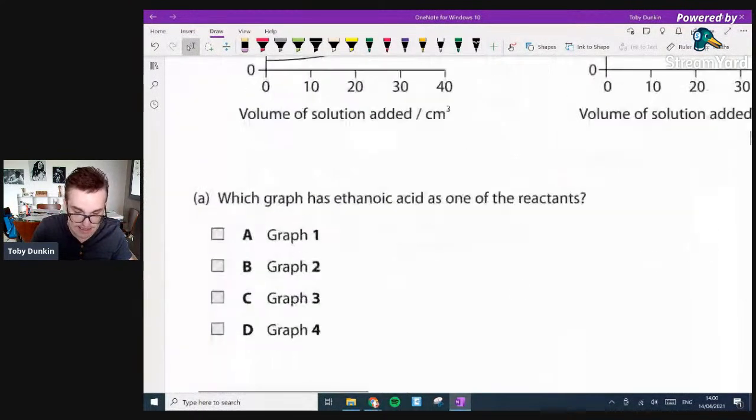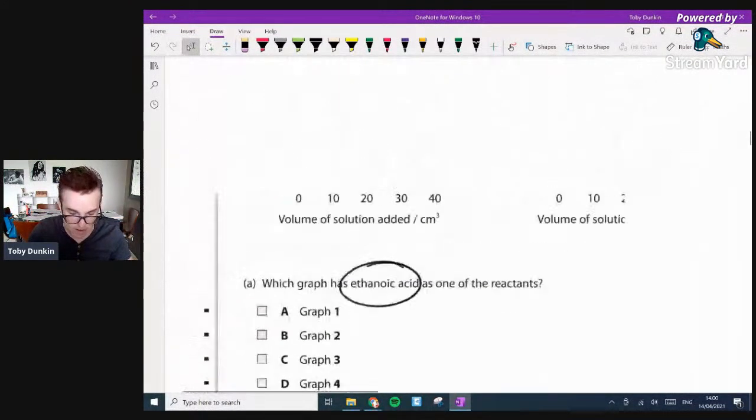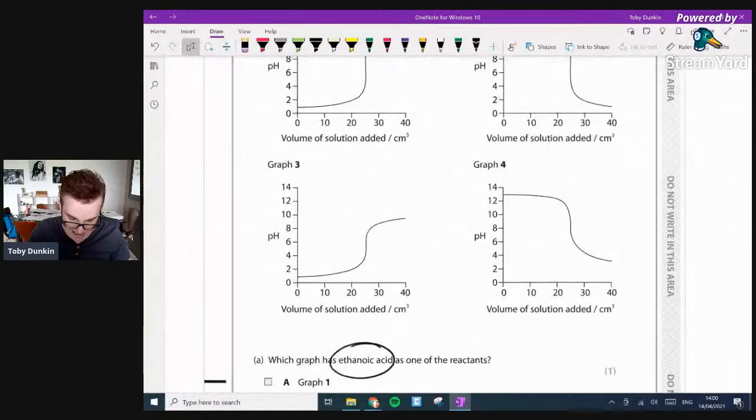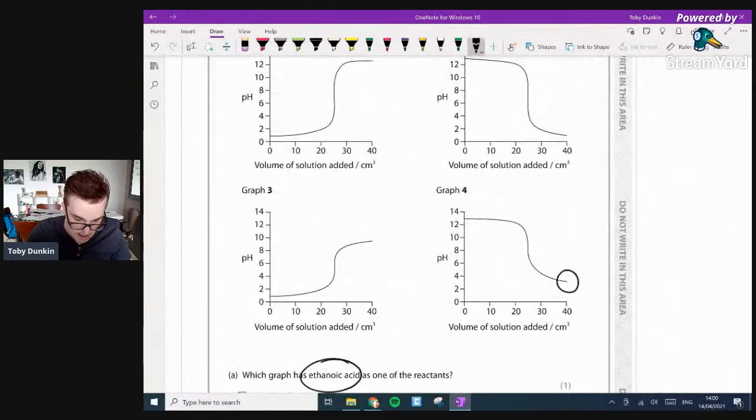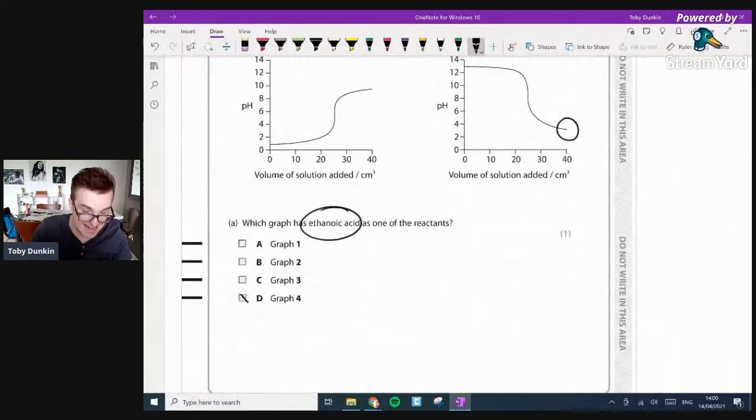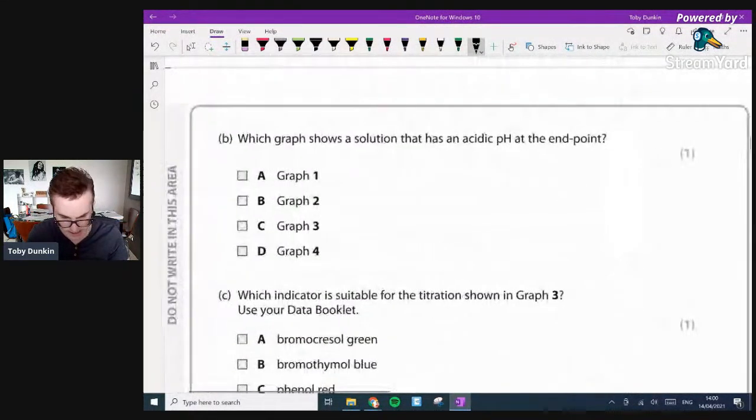Well, ethanoic acid is a weak acid. So one of these graphs is going to start at about pH 3, which is this one. So that's going to be graph number 4. This is nice and easy. I'm recovering some of that lost time from misreading that iodine question.